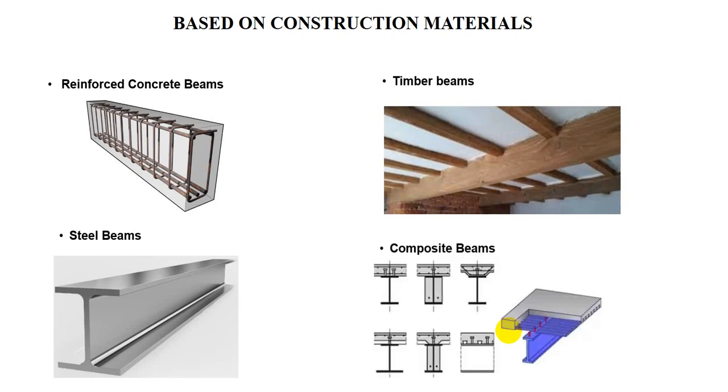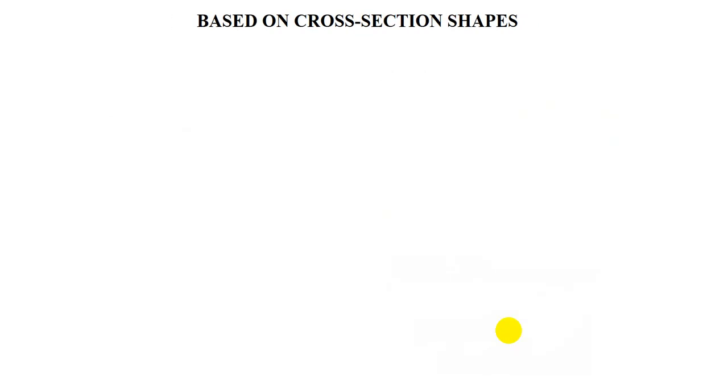And the timber beam, constructed using timber. And here the composite beam. For a composite beam, more than one material is used, such as reinforced concrete mixed with timber or steel. These types of beams are known as composite beams.